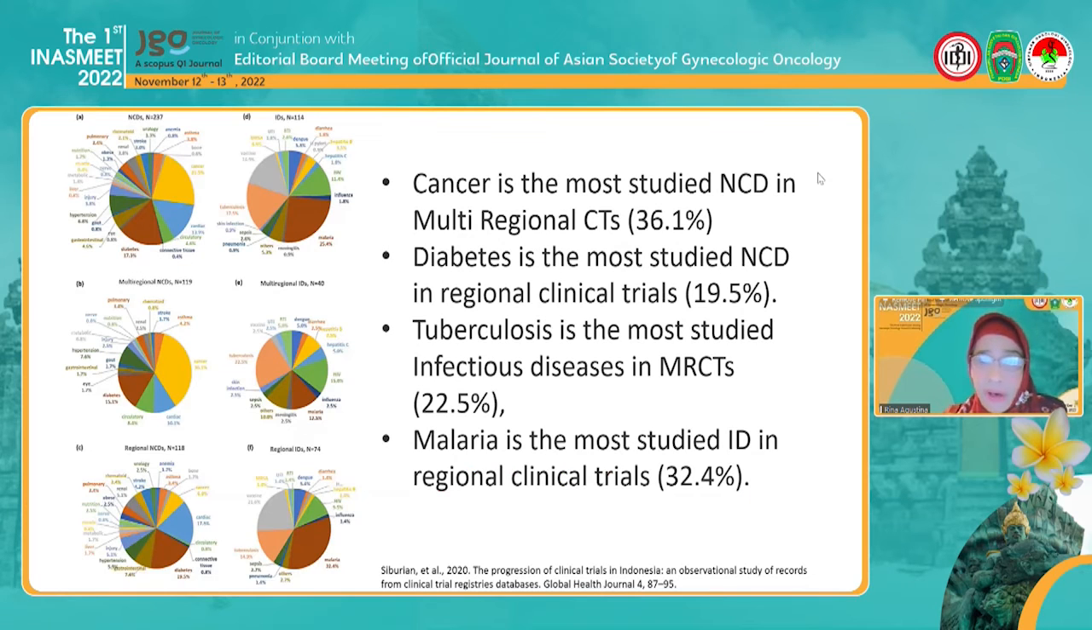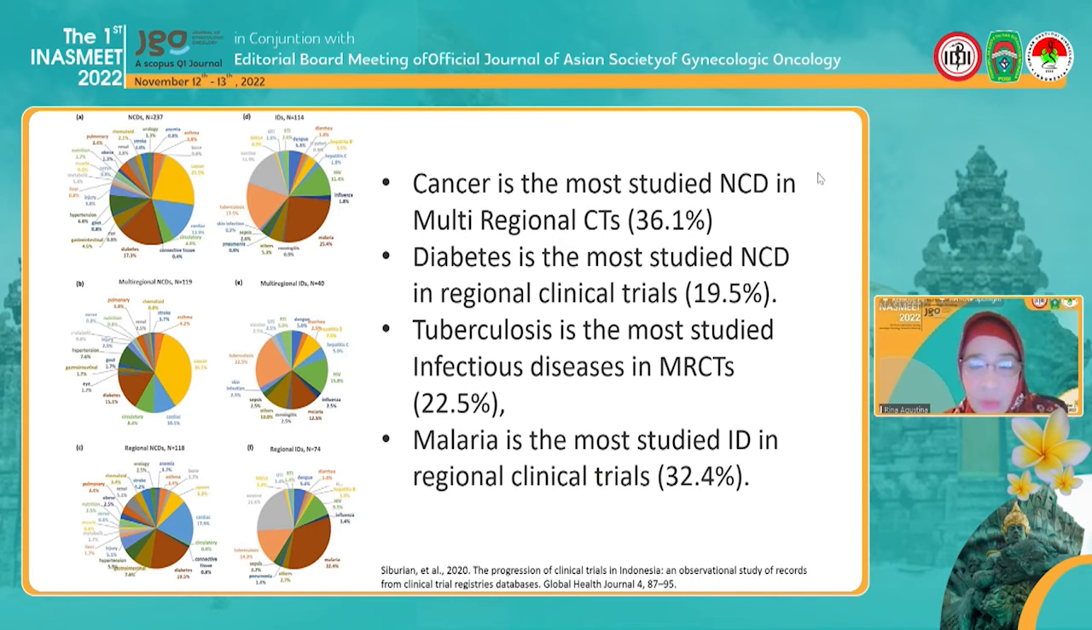So what topics are actually the most studied? In relation to non-communicable disease and infectious disease, cancer is much more studied in multi-regional RCTs, whereas diabetes is much more on regional clinical trials.